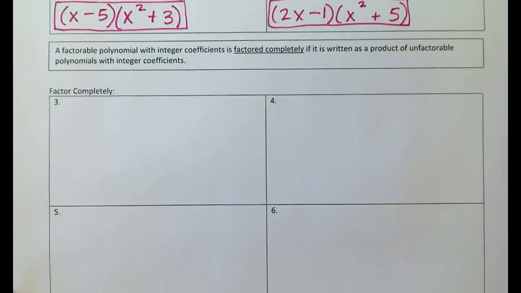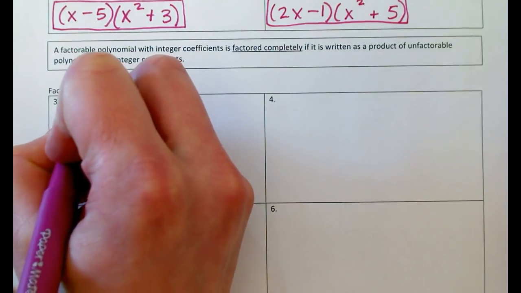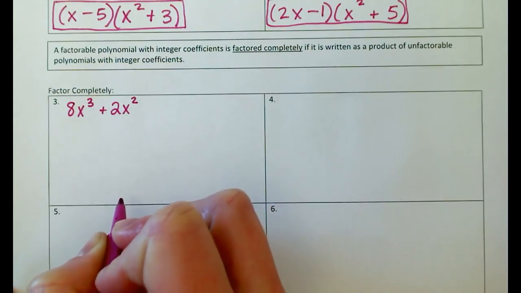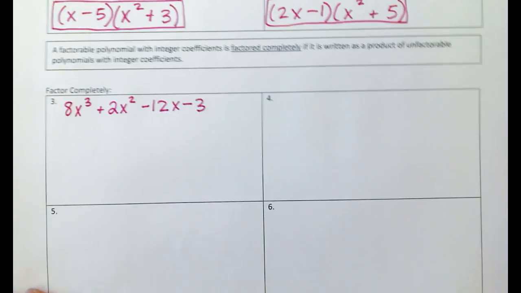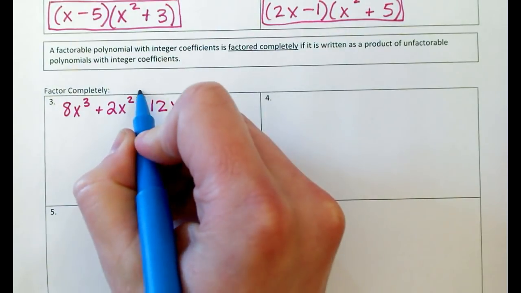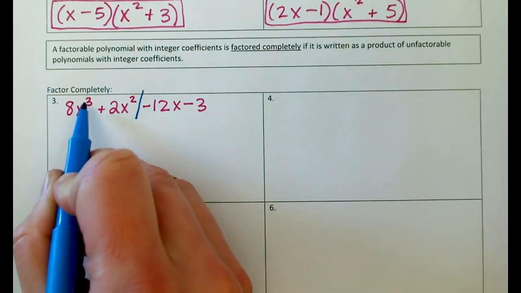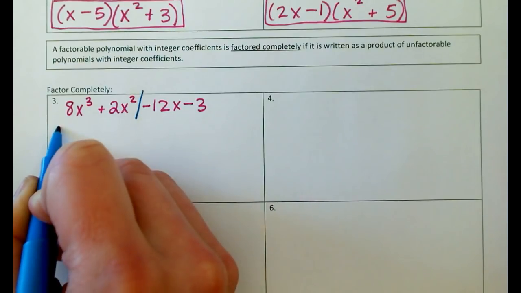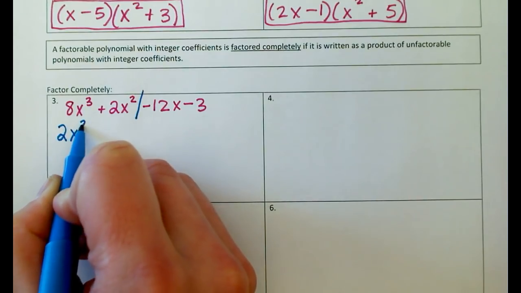All right, let's try another one out. Number 3. The problem is 8x cubed plus 2x squared minus 12x minus 3. The first thing we need to do is cut the problem in half. Looking at my first 2 terms, between 8x cubed and 2x squared, my numbers have a 2 in common and an x squared in common.